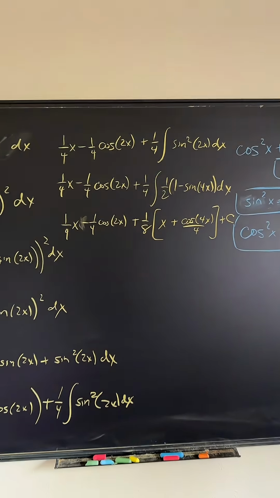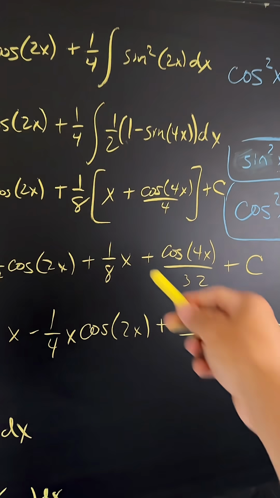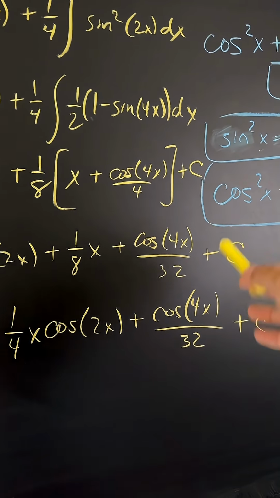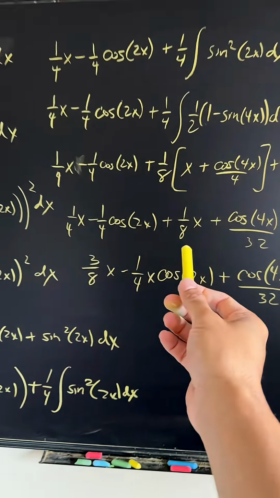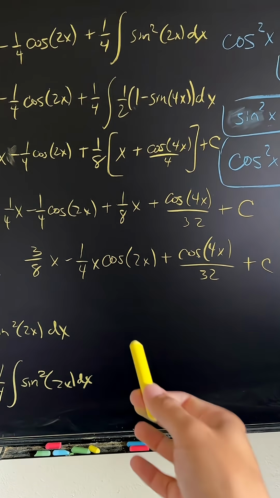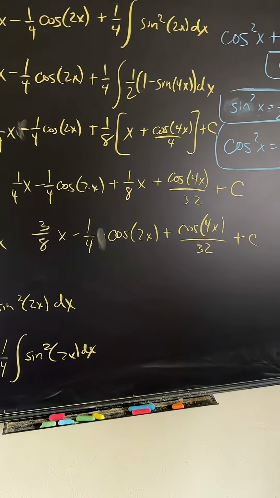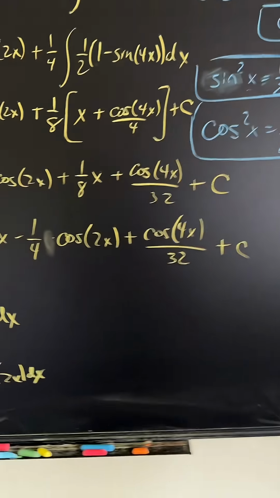So now we just have to go ahead and simplify this. Okay, there it is. I distributed the 1/8 to both of these terms, giving me 1/8 x plus sine of 4x over 32. And then I just wanted to combine these like terms, giving me 3/8 x plus 1/4 sine of 2x. Plus sine of 4x all over 32.